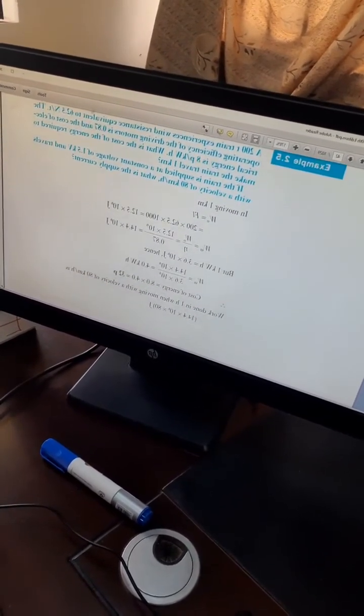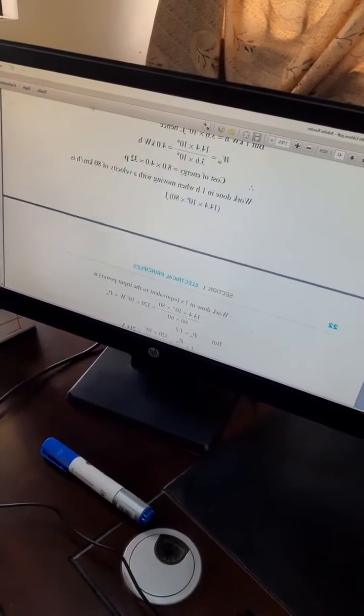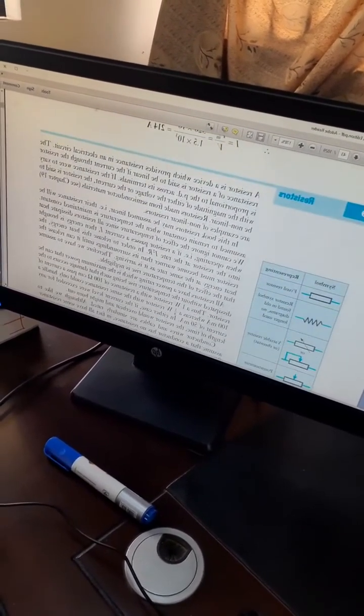Please, example 2.5, done. Again, when I say done, you know what it means? Go and do it. You can do it.